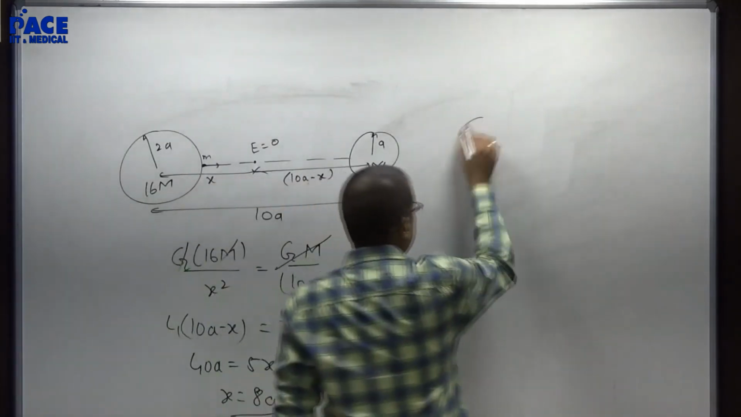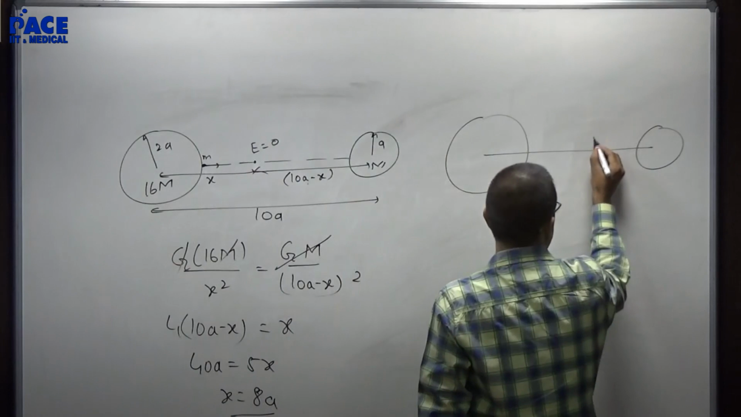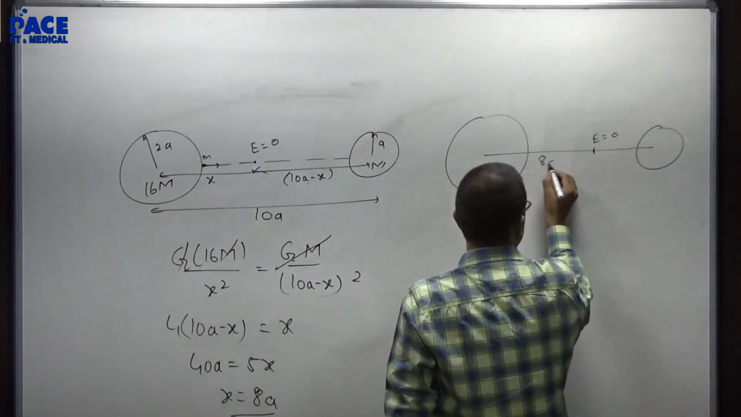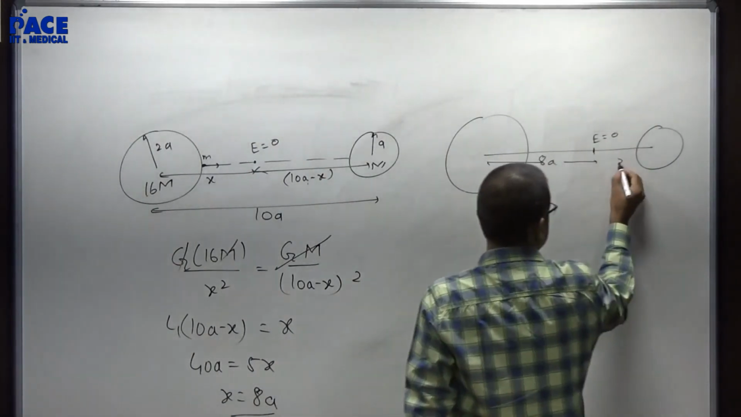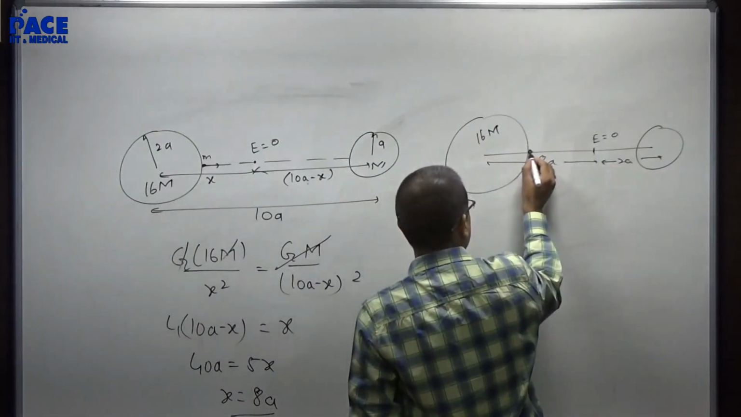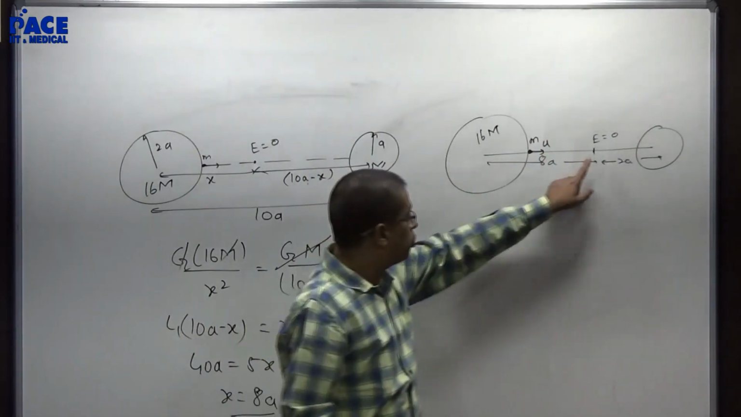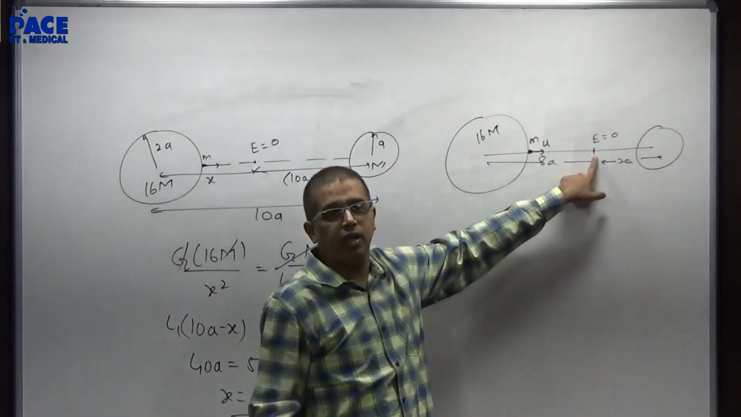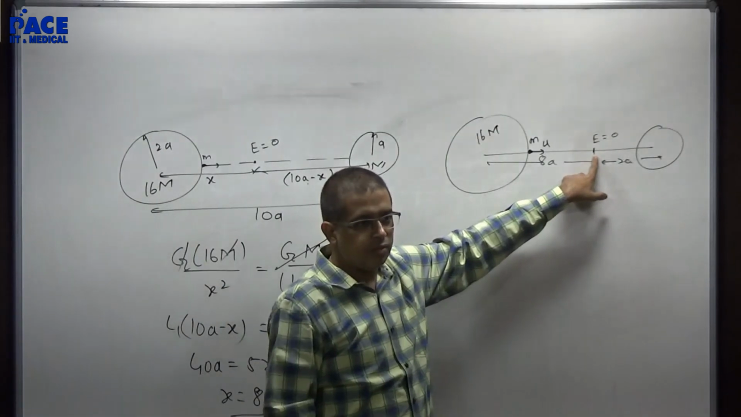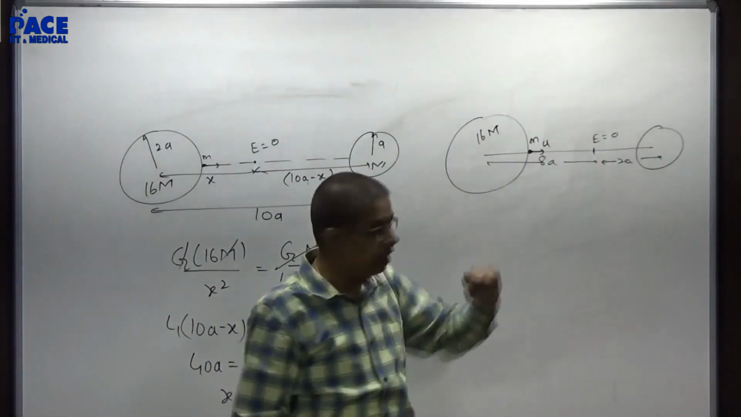So technically, this is the diagram. At this point the field will be 0. This is 8a and this is 2a. This is 16m. From here I should project this mass small m with a velocity of u, so that it will just cross this particular point. Are you clear about it?